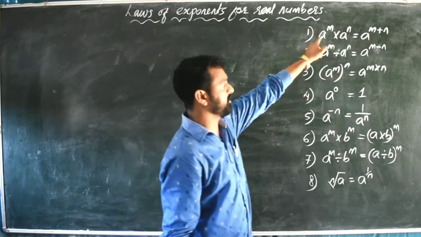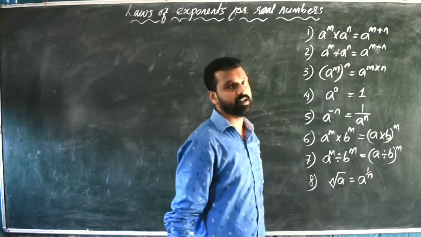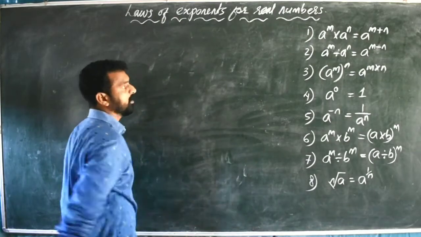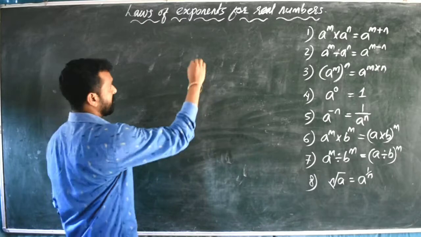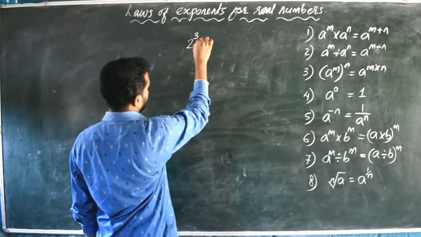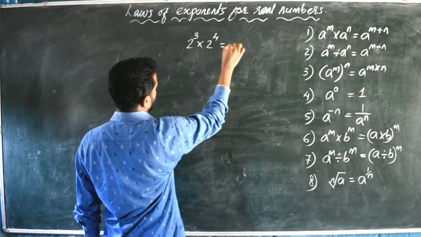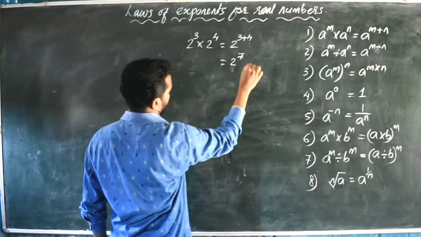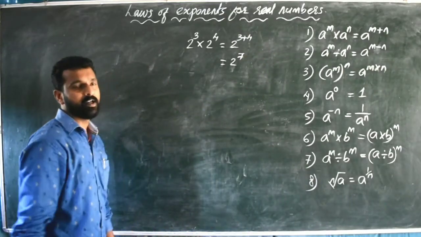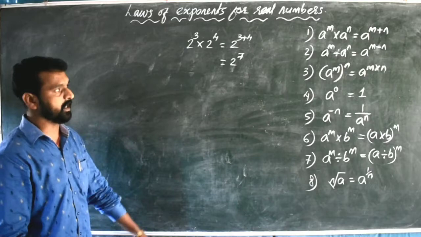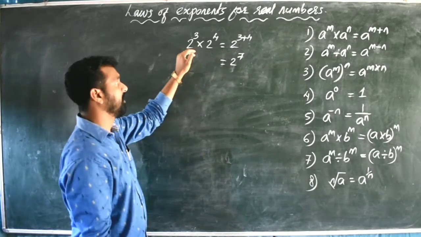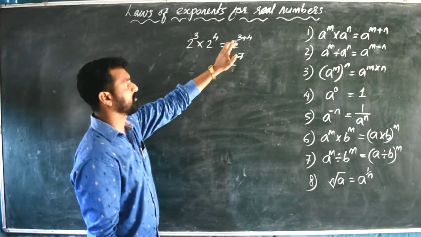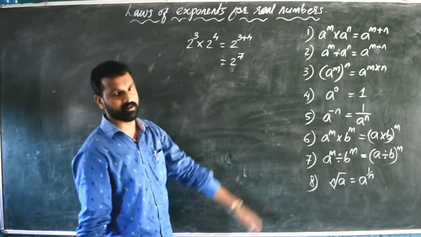First formula is a raised to m into a raised to n is equal to a raised to m plus n. A is called the base and m and n are the powers. They are called powers or exponents. Example, 2 raised to 3 into 2 raised to 4 is equal to, directly we can write 2 raised to 3 plus 4, that is equal to 2 raised to 7. Using the formula, no need of multiplying, directly we can write the answer.